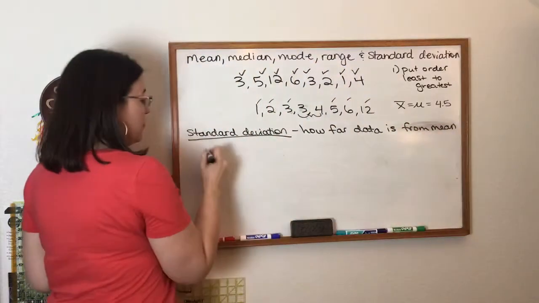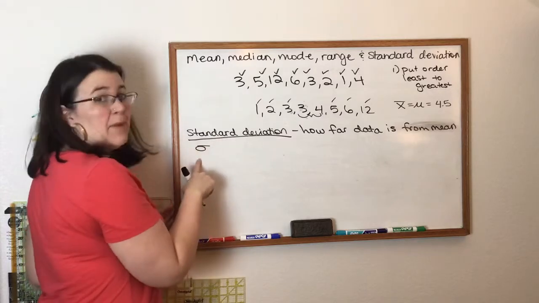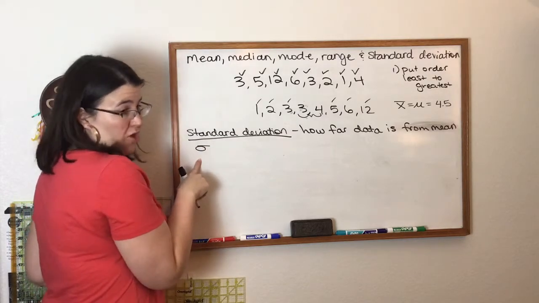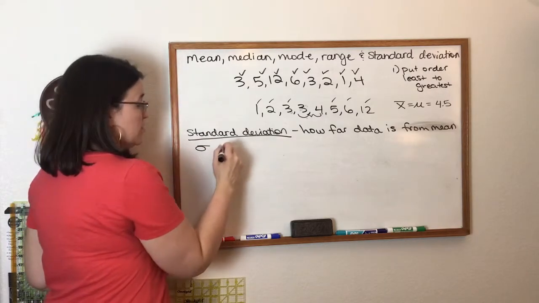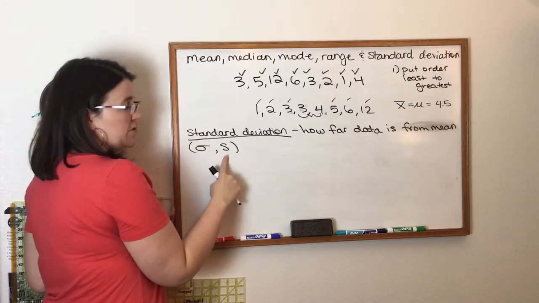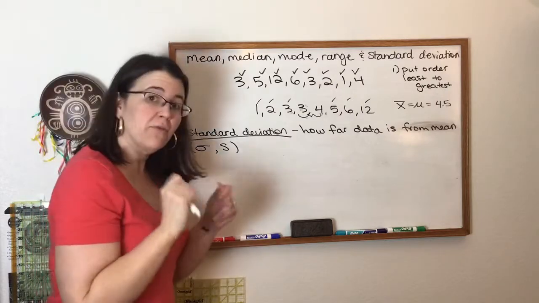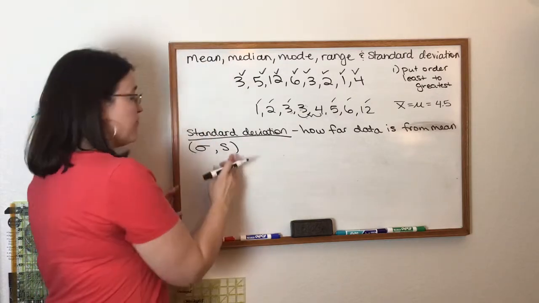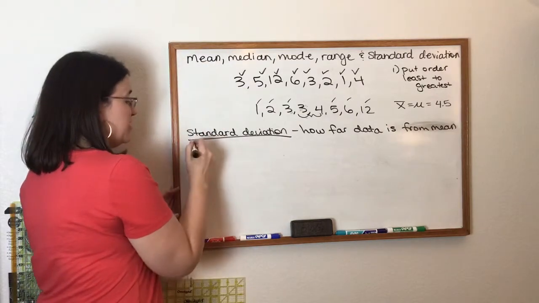The symbol that we generally use for standard deviation is a sigma, and I can't draw sigmas very well, so sorry. Sometimes people will also use S. Sigma usually means population, and S usually means sample standard deviation. Right now, for my intents and purposes, there's not going to be a huge difference between them, and I'm going to stick with the sigma.